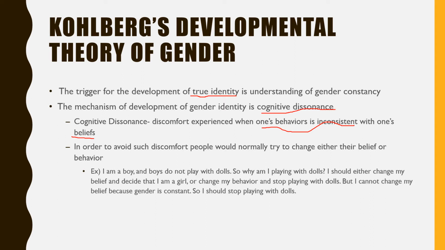And so in order to avoid this discomfort, people would normally try to change either their belief or their behavior, right? So people's gender identity might come from a place of, in this example, I'm a boy, boys do not play with dolls, so why am I playing with dolls, right? Either I need to change my belief and decide that I'm actually a girl, or change my behavior and stop playing with dolls. And so this internal tension oftentimes can change people's behaviors over time. And also, like we talked about, change people's beliefs as well.